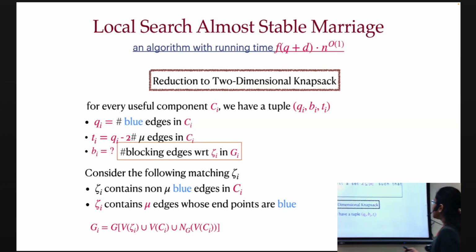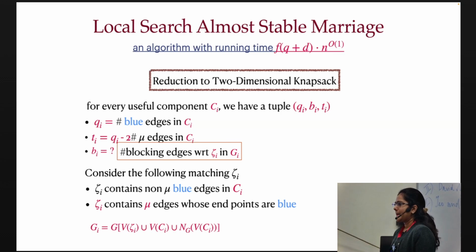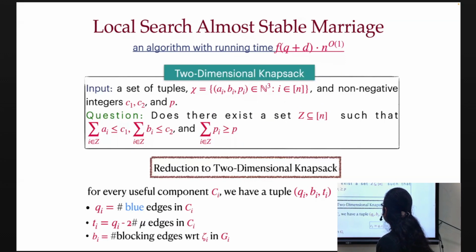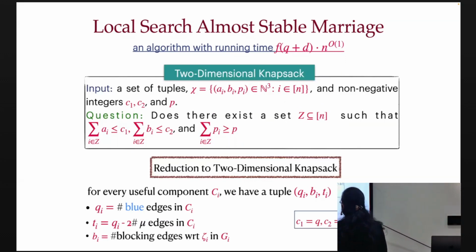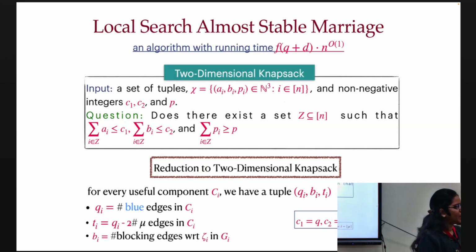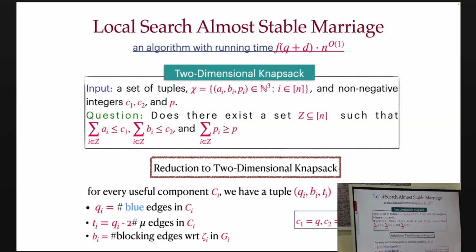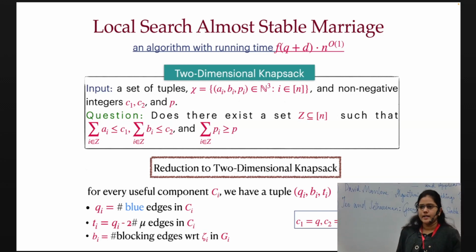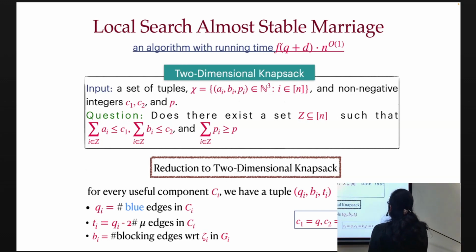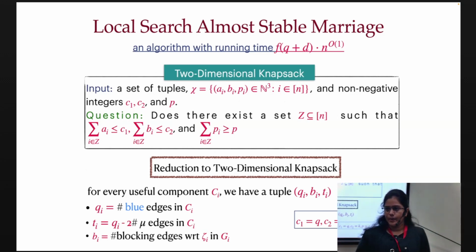Okay, that is all. So we reduce the problem to a two-dimensional knapsack problem. But we also need to talk about the constraints C1, C2 and P. One constraint is k, the number of blocking edges, and the other constraint is T minus mu, for how much you want to increase. So now, if you notice, we have reduced to solving a two-dimensional knapsack problem.